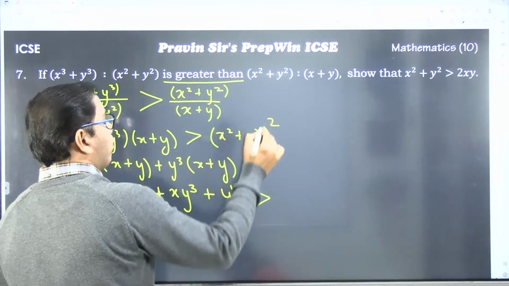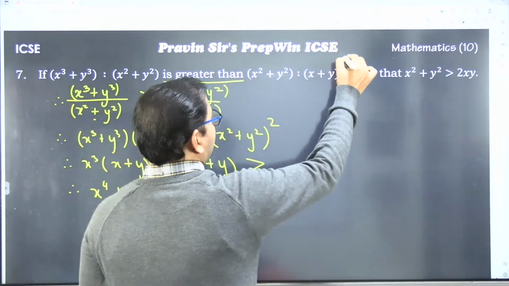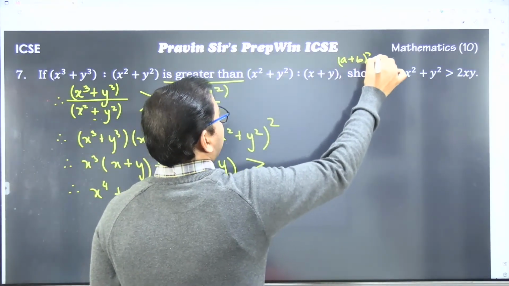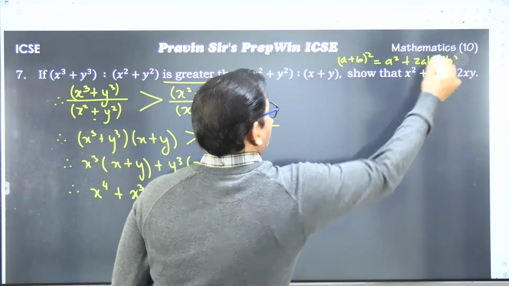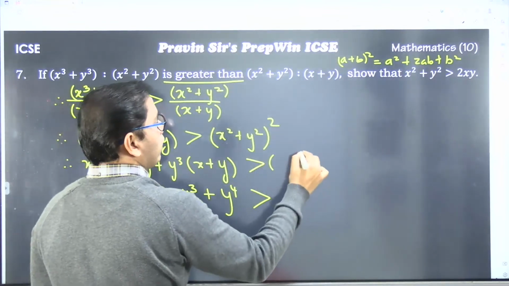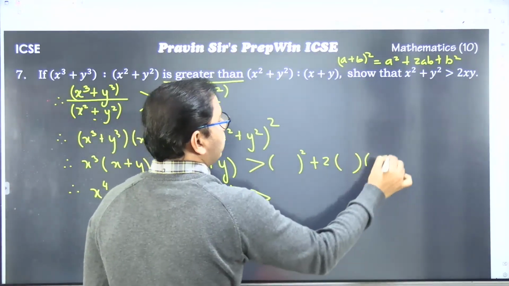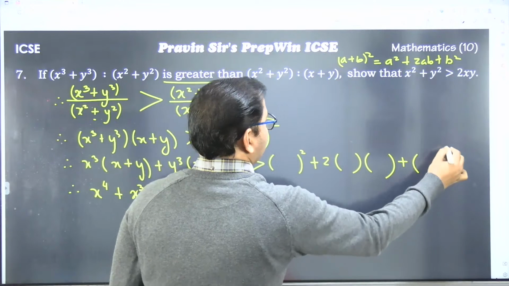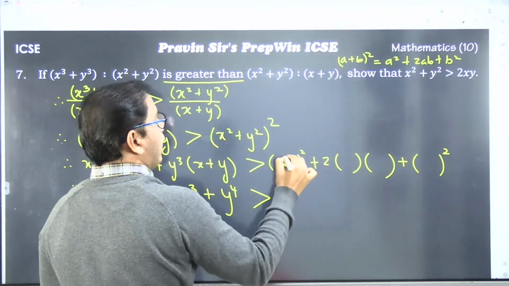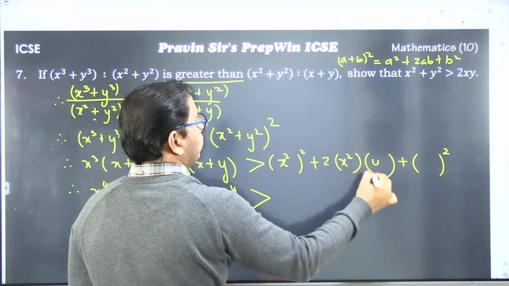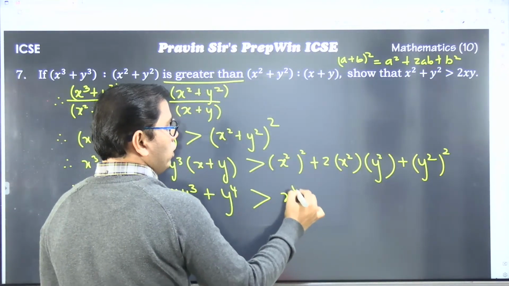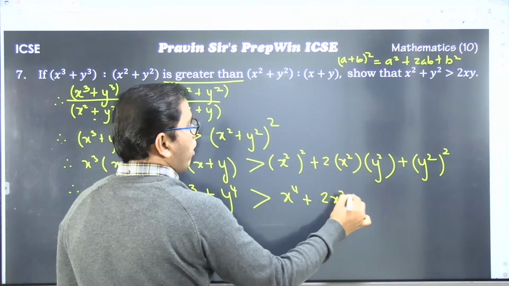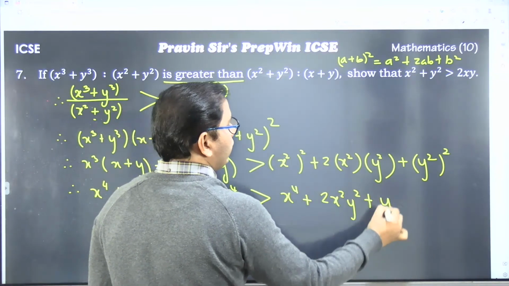Okay, formula: a plus b the whole square. What is the formula for a plus b the whole square? It is a square plus 2ab plus b square. Same formula. A की जगह पर है मेरे पास x square and in place of b I have y square. So what am I getting? x raised to 4 plus 2x square y square plus y raised to 4.